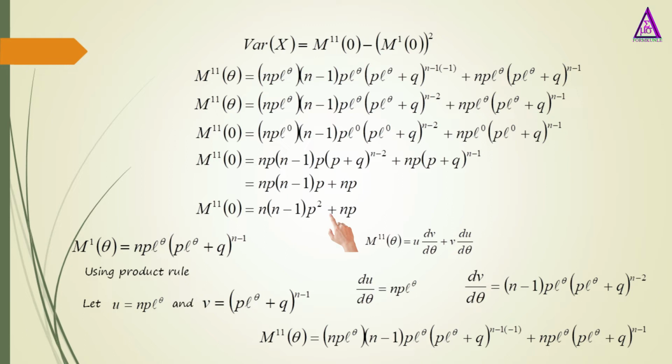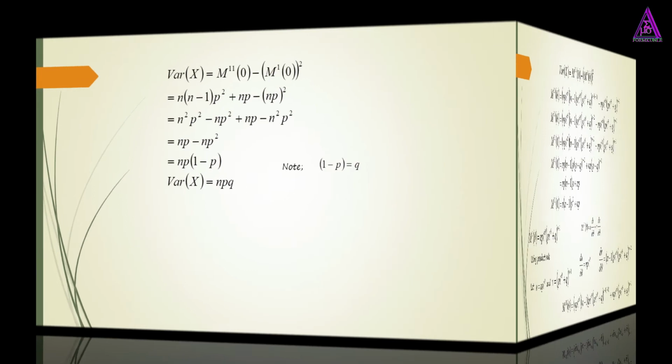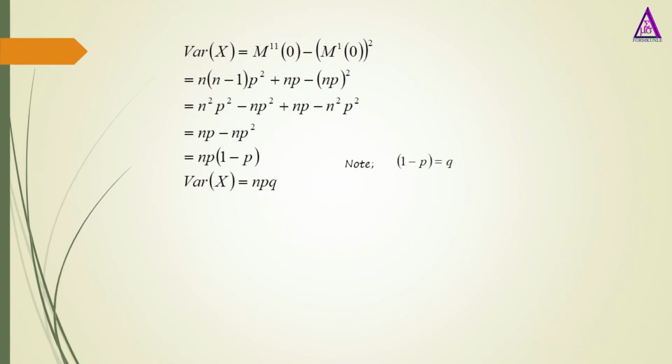n into bracket n minus 1 close the bracket p square plus np. So now we can find our variance of the binomial distribution using the moment generating function. We know that when we differentiate the moment generating function twice, this is the result we obtain. And when we differentiate it once, this is the result we obtain.